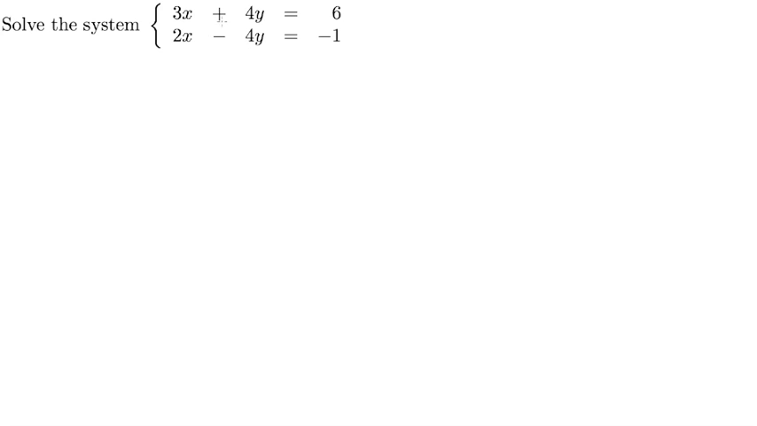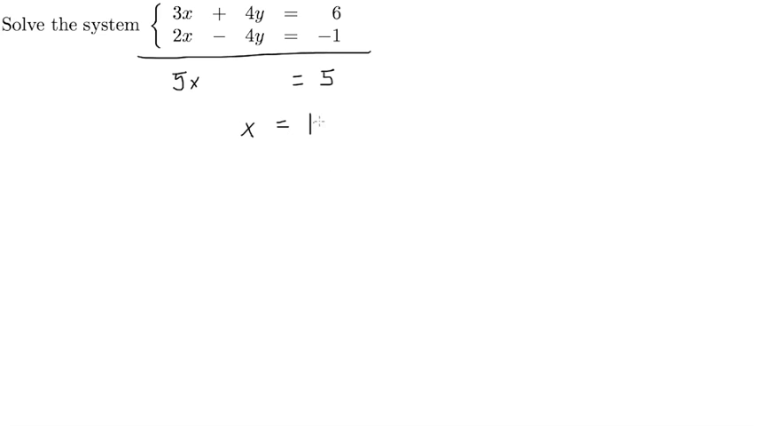Again, the giveaway here is that notice our y's have opposite values already. So what we're going to do, just go ahead and add them up. 3x plus 2x is 5x. 4y minus 4y is 0. And then 6 minus 1, that's going to be 5. So 5x equals 5. So x equals 1.